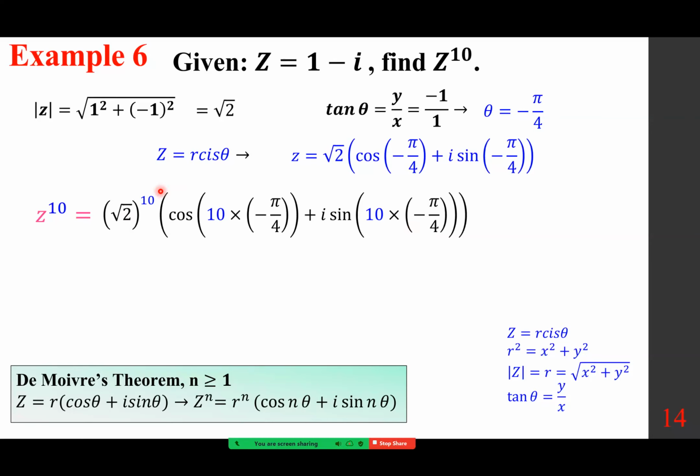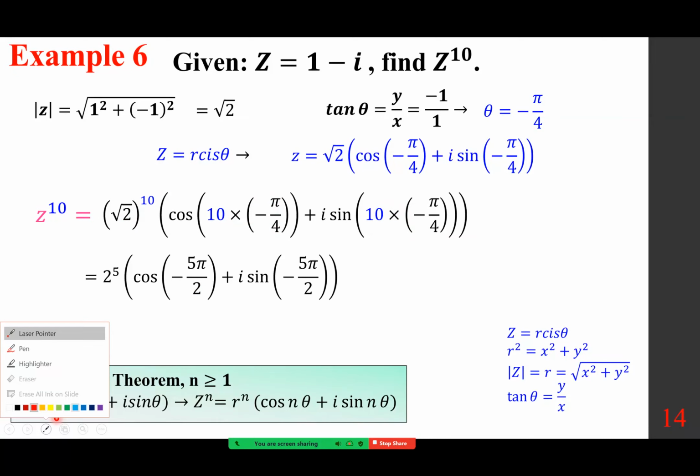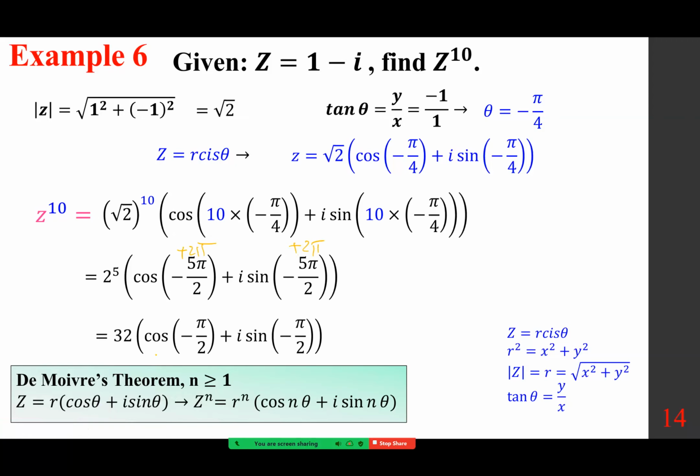So what happens? Square root of 2 to the power of 10 is the same as 2 to the power of 5, and this is minus 10 pi over 4, or minus 5 pi over 2. Same thing here, right? Now we know 2 to the power of 5 is 32. And this one, if you get rid of 2 pi, you can add 2 pi, because we want to see the value, we get minus pi over 2. Now, cosine of minus pi over 2, or any odd multiple of pi over 2, is 0. Sine of pi over 2 is 1. Sine of negative pi over 2 is negative 1. So 32 times negative i, or negative 32i, is the final answer.